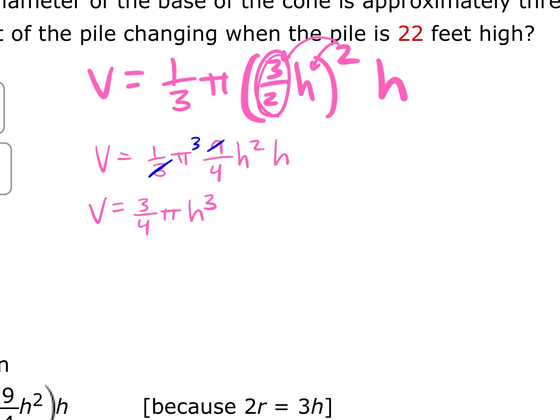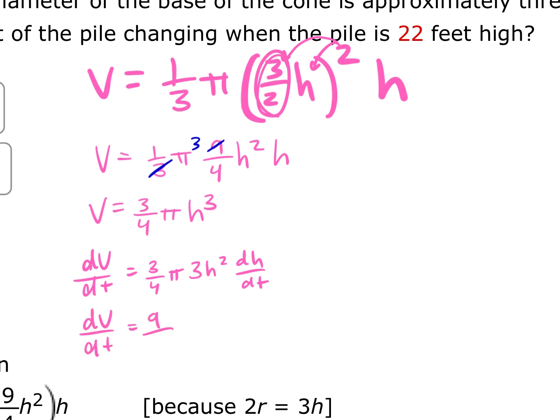Now from here, let's take the derivative. dV over dt is equal to, we can just leave our coefficient out front, 3/4 pi. And let's take the derivative of h cubed. What's the derivative of h cubed? 3h squared dh over dt. So dV over dt is equal to 9 over 4 pi h squared dh over dt.